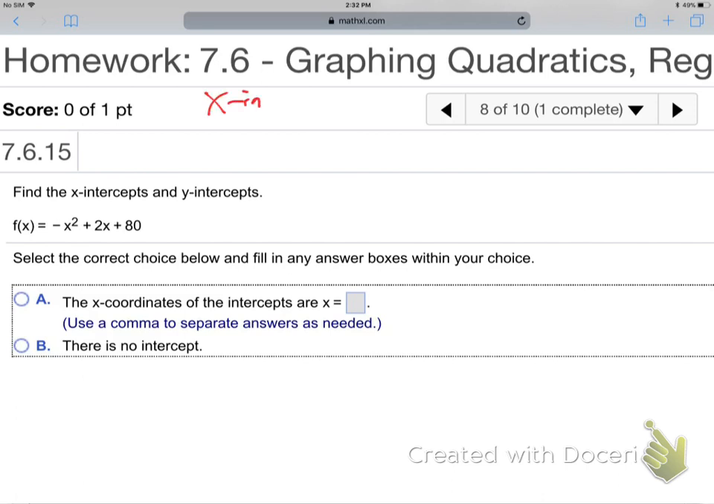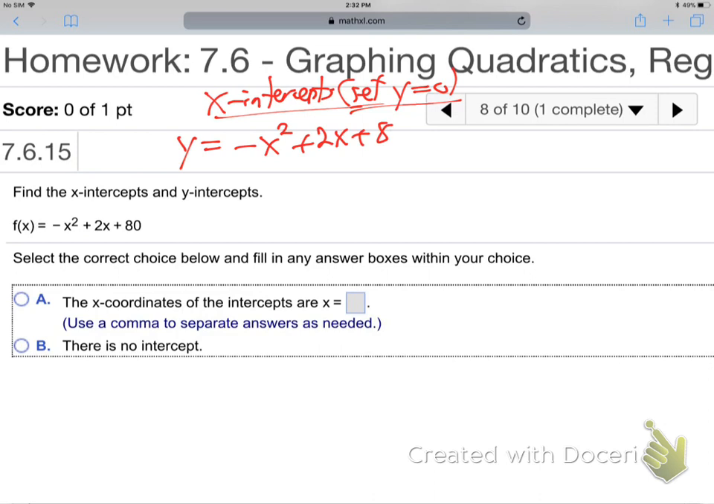So let's find the x-intercepts. How do we set x-intercepts? Set y to 0. That's always what we do to find x-intercepts. So we take the equation y equals minus x squared plus 2x plus 80, and we make y 0.